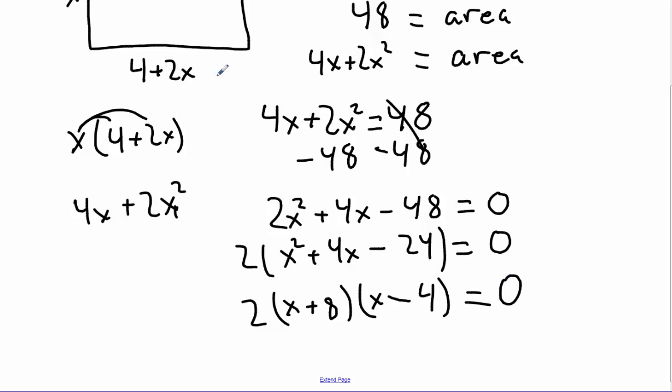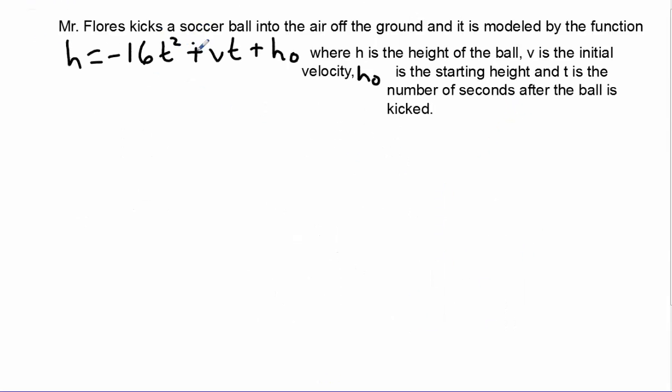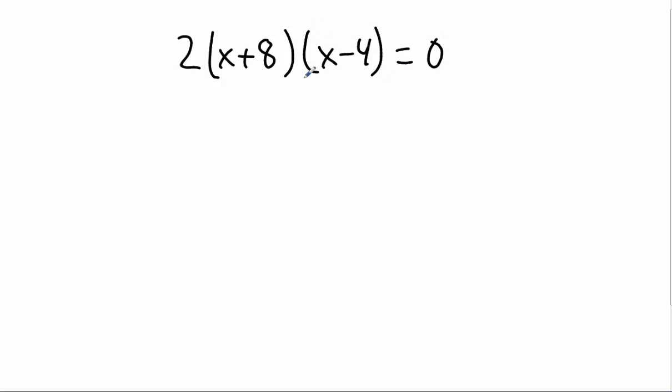Oh, my pen's not working. Alright, so now in order to solve this one, we are going to see that we have 2 times x plus 8 times x minus 4. In order to solve it, we have to set both those things equal to 0. I'm actually going to go on another page. So it's 2 times x plus 8 times x minus 4 equals 0.